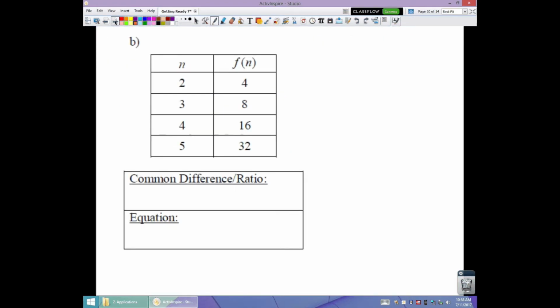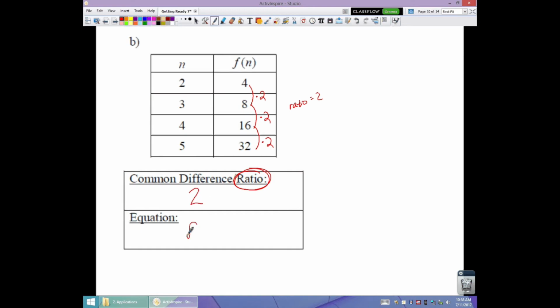Part B, we look here for a pattern. We see it goes up 4, but then up 8. So it's not adding a common difference. How about multiplying? That's times 2, times 2, times 2. So there we have a common ratio of 2.